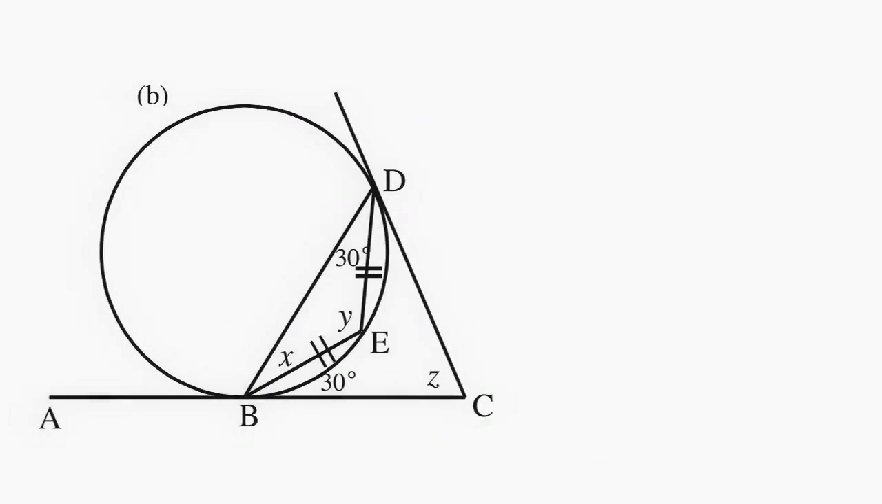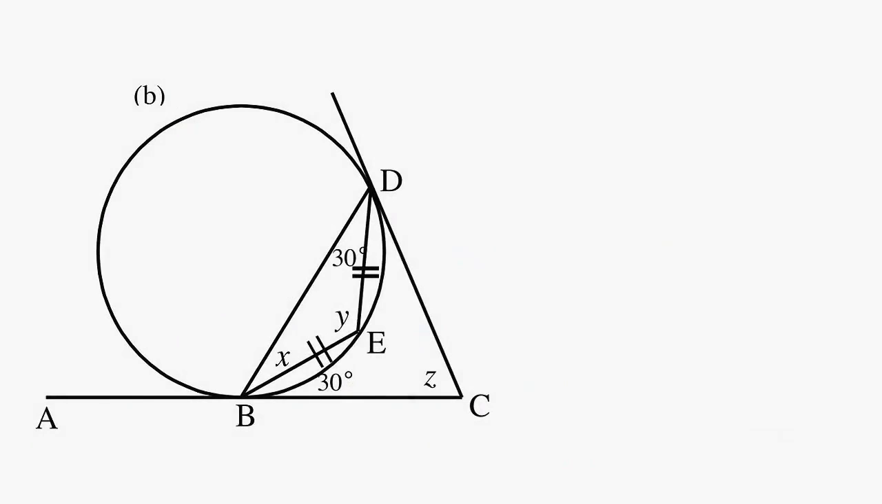So let's move to B. In B, we are required to find the missing values X, Y, and Z. But then from here, we can see that BE is equal to DE. That one is given, right? So we are given that BE is equal to DE. Therefore, we know that this is an isosceles triangle. What do we know about the base angles of an isosceles triangle? They are equal, that means X is equal to 30 degrees.